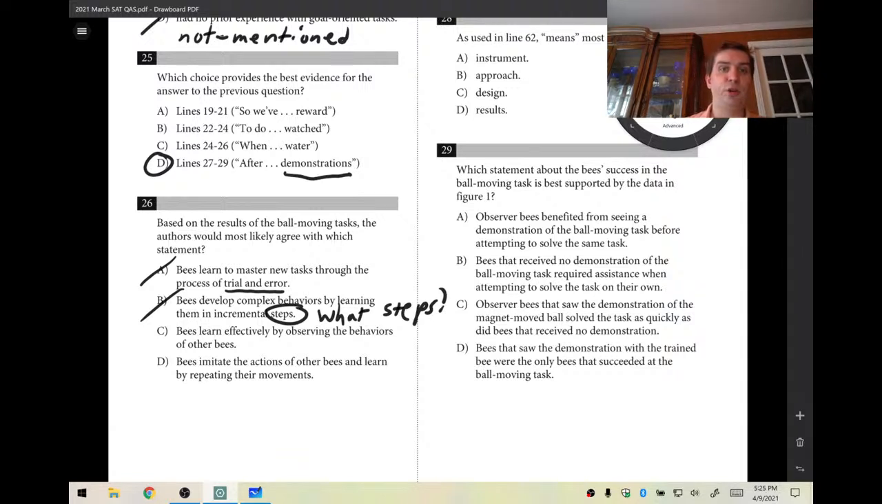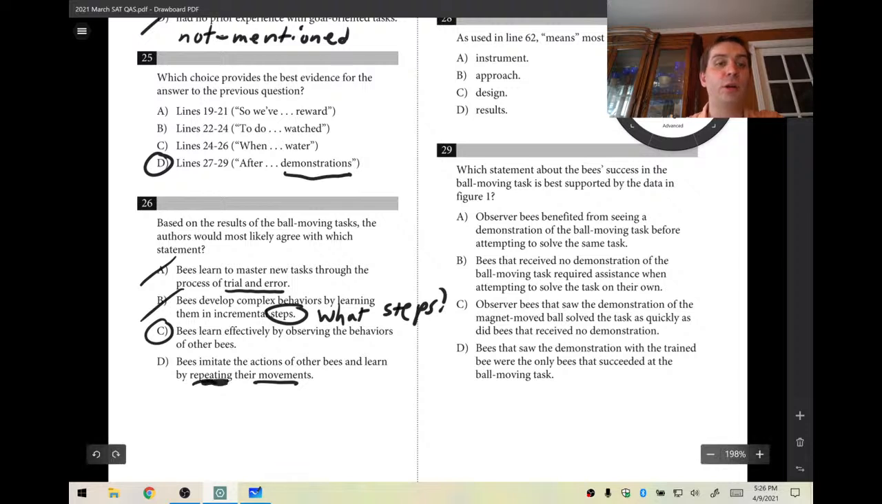Bees learn effectively by observing the behaviors of other bees, or bees imitate the actions of other bees and learn by repeating their movements. So this was really hard because there's a distinction between C and D. Look at this closely because we have it down to 50-50, but a mistake here and we lost the question. We just lost 1 point. So even though we ruled two answers out, it's C or D. It's not C and D. It has to be one of these answer choices. So what is most similar to what they're testing in the passage, it's C. It's not bees imitating the actions of other bees and learn by repeating their movements. It's bees learn effectively by observing the behaviors of other bees.